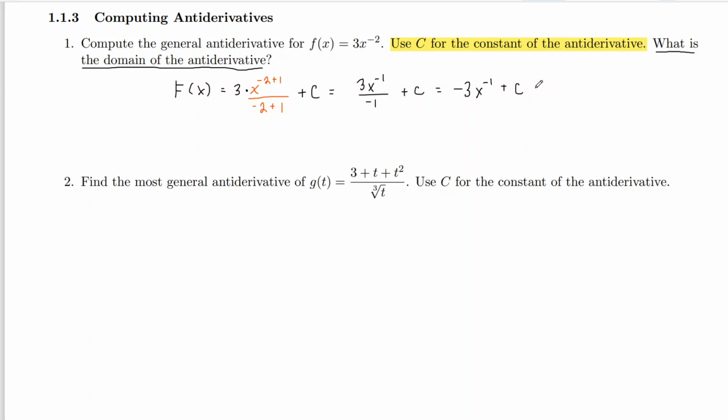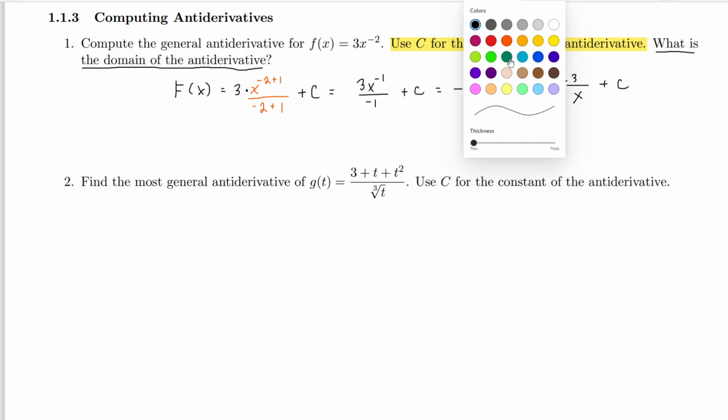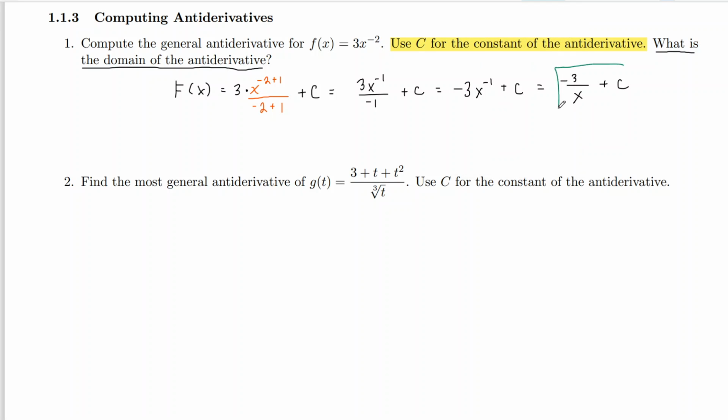This is absolutely fine. If you want to get rid of the negative exponents, we're not doing anything with this, so you don't necessarily have to. But if you want to get rid of the exponent, you can bring the x to the negative 1 to the bottom, and it's just x to the 1 or x. Now do keep in mind, we've already done the antiderivative. So this is our answer.